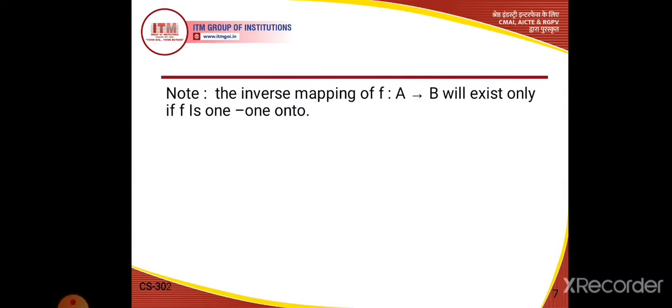One important point: the inverse mapping of f from A to B will exist only when f is 1-1 and onto. If f is a function which has 1-1 mapping and onto mapping, then only in that case its inverse exists.